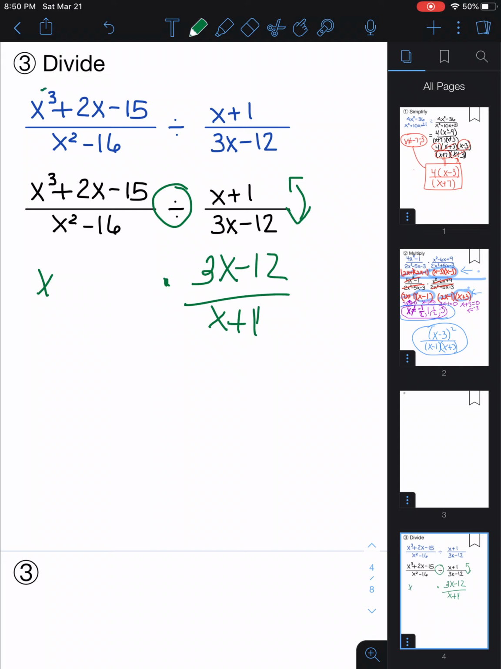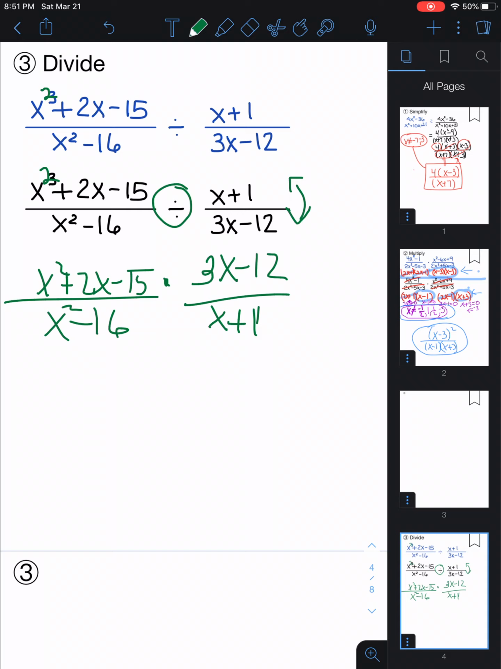That should be a squared. Sorry, my handwriting was so bad she couldn't read it. So that was x squared plus 2x minus 15 over x squared minus 16.